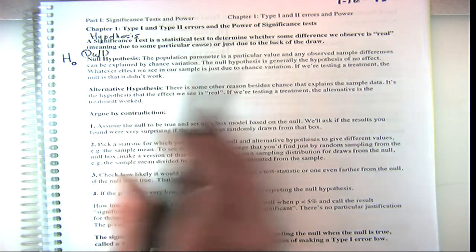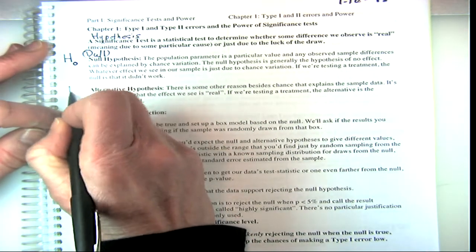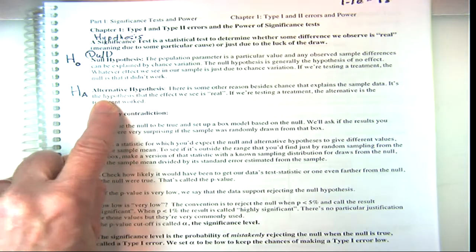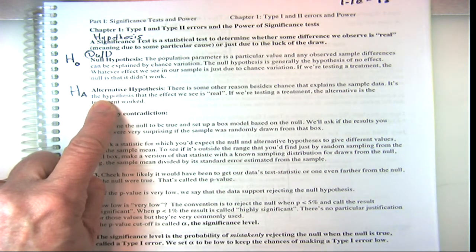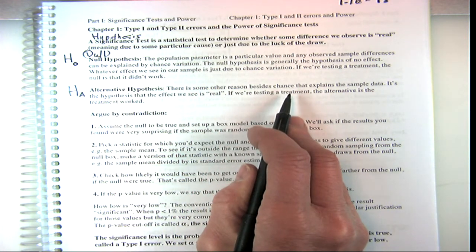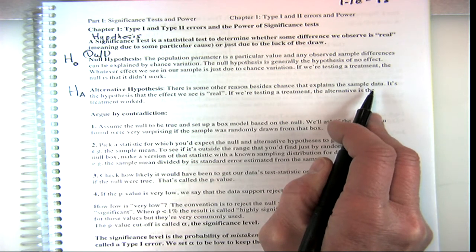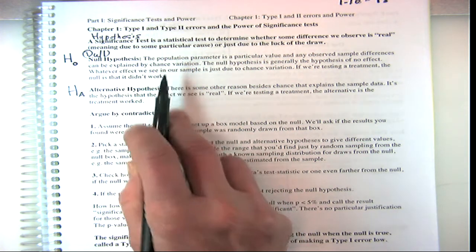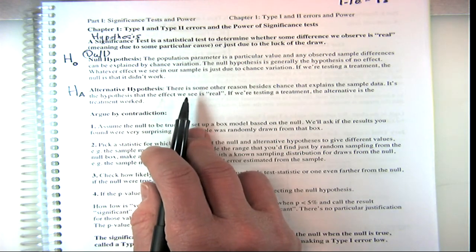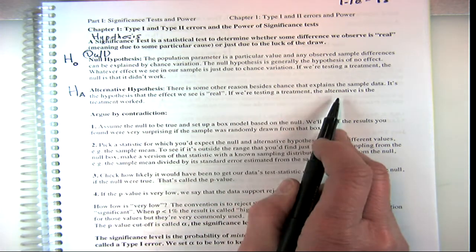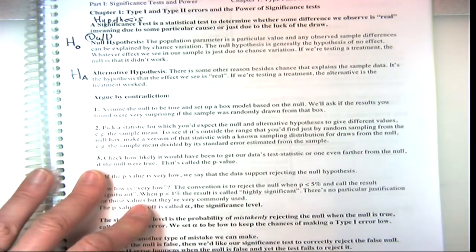Then there's this alternative hypothesis, abbreviated by HA for alternative. And this is generally what you're trying to show. You're trying to show, hey, the treatment did work, and that there's some other reason besides chance that explains the sample data. It's the hypothesis that the effect we see is real and that it will extend. So the population parameter is not just this nothing value. There's something going on. If we're testing a treatment, it's that the treatment worked.